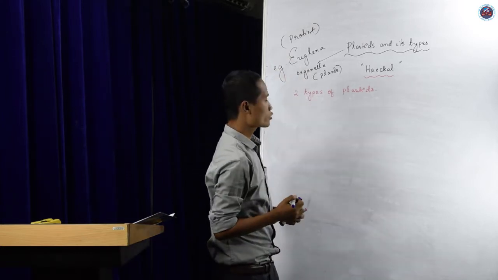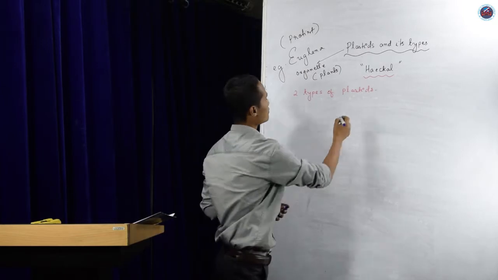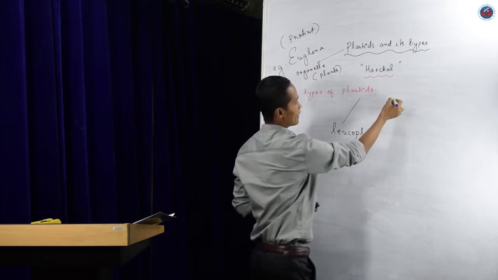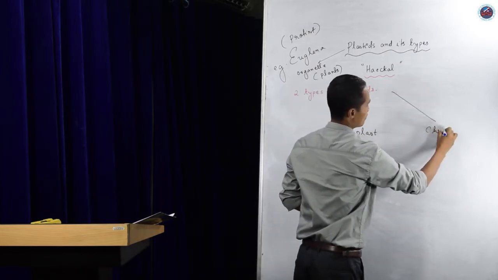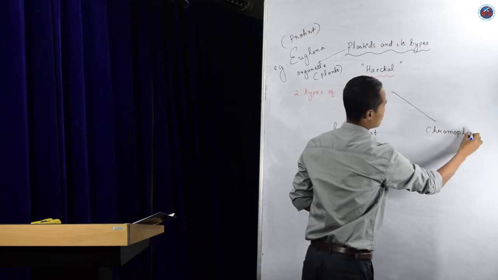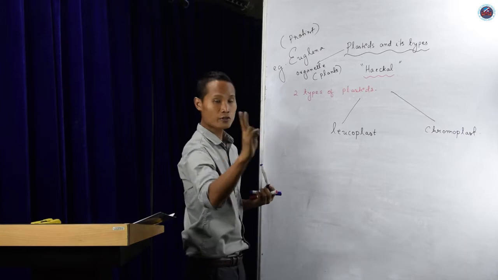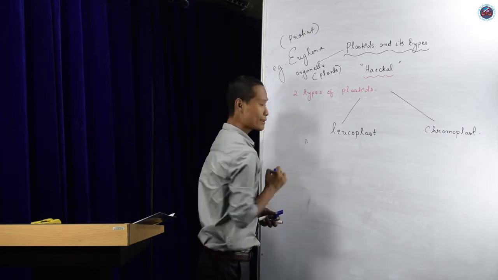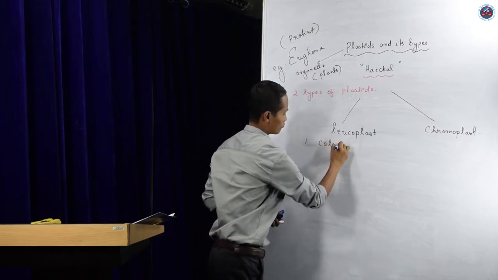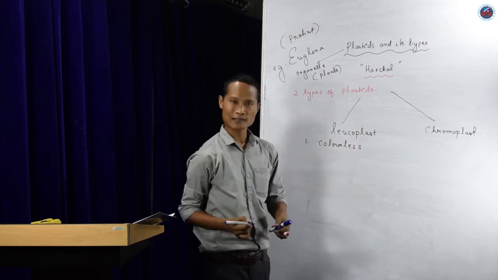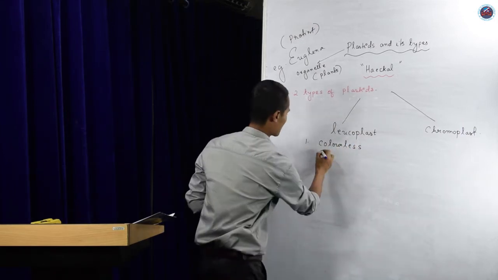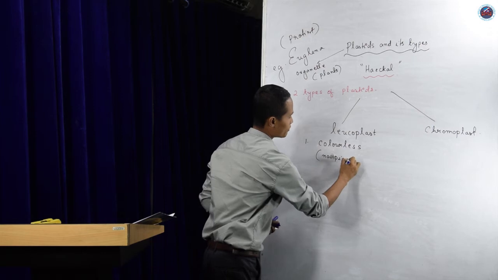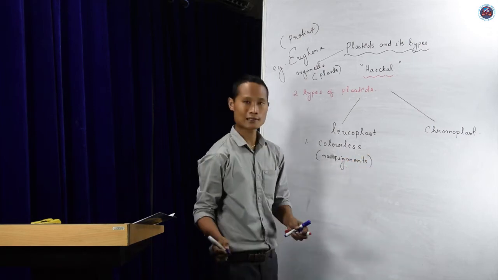So two types of plastids, that is leucoplast and chromoplast. Let's try to understand the differences between these two types of plastids. The first point is colorless. Leucoplast is a colorless plastid. Why is it colorless? Because there are no pigments. So you don't find pigments in leucoplast.